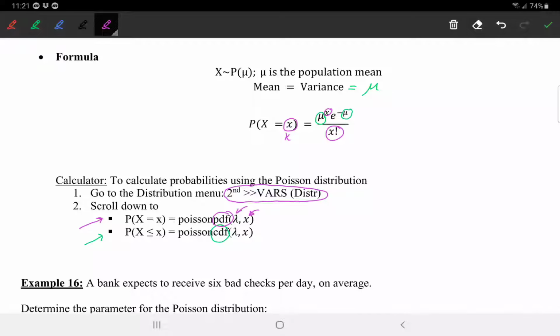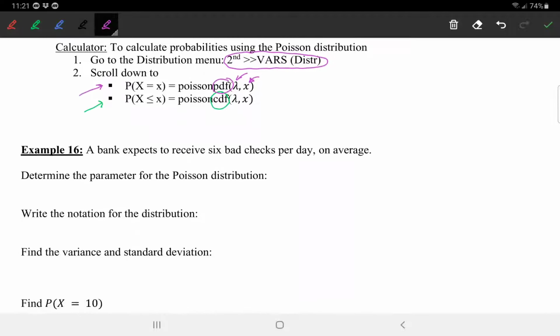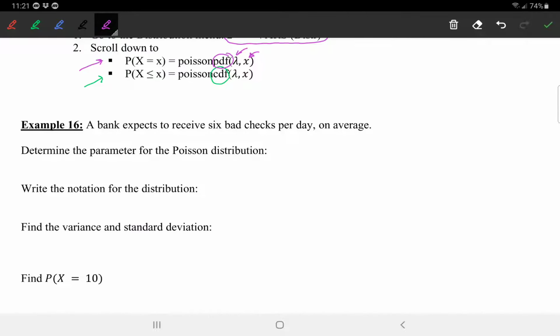Okay, so let's look at a specific example. Let's say a bank expects to receive 6 bad checks per day on average. Let's determine the parameter for this Poisson distribution. The expected value is 6 bad checks per day. That is the mean, which also gets written as lambda, as 6. So we could say that X, our random variable, will follow a Poisson distribution with the parameter of 6.